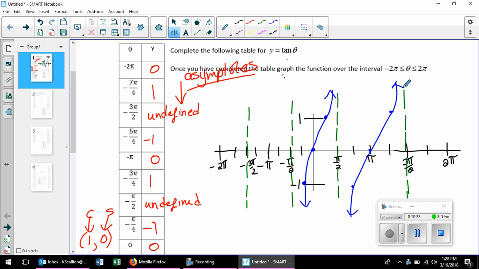Just make sure that these keep rising to the right. So this one would be at -1. This would be here, so my arrow would go up on that one. There's no point there, sorry. So that's your basic tan graph.